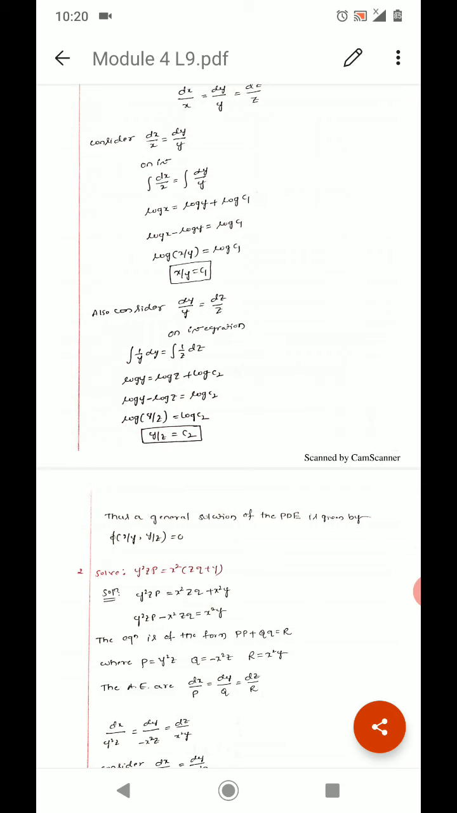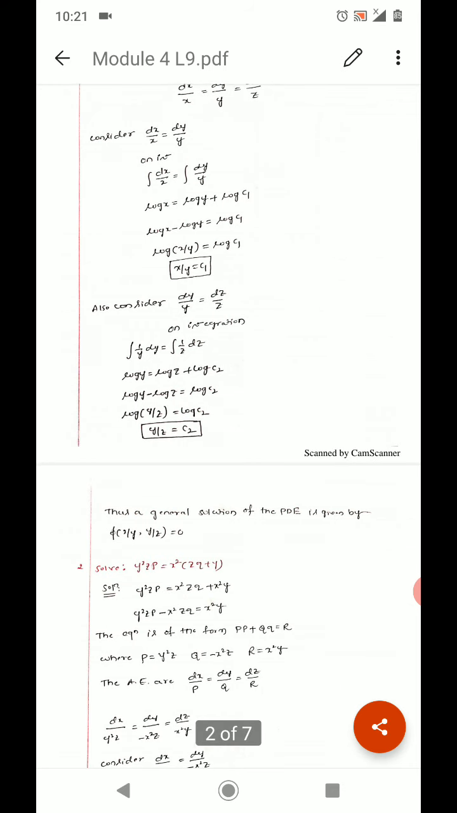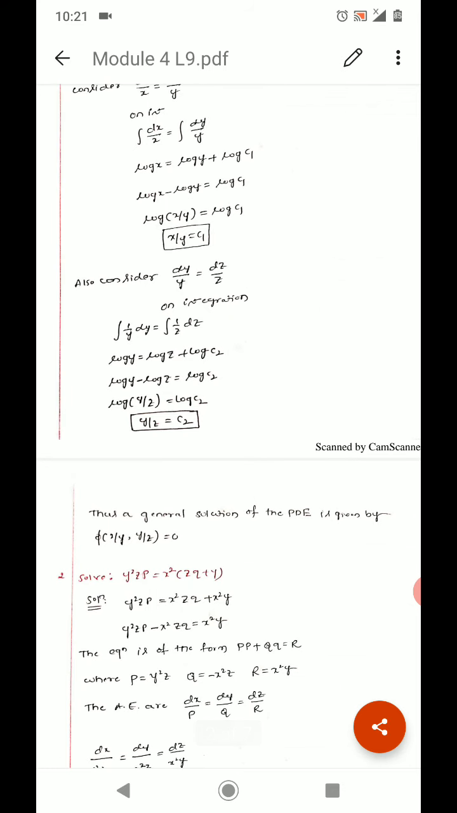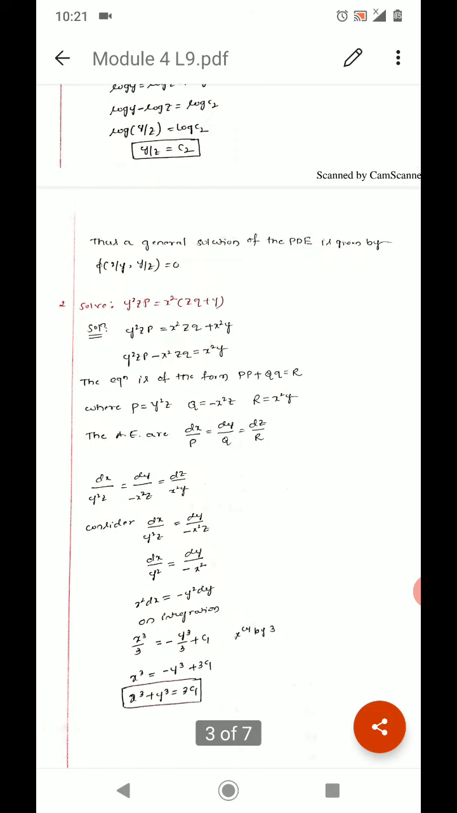So we write this as the general solution pi of u comma v. Here the solution x by y equal to c1 is u and the solution y by z equal to c2 is v. Therefore this general solution becomes pi of u comma v, that is pi of x by y comma y by z, which is equal to 0, which is the general solution.